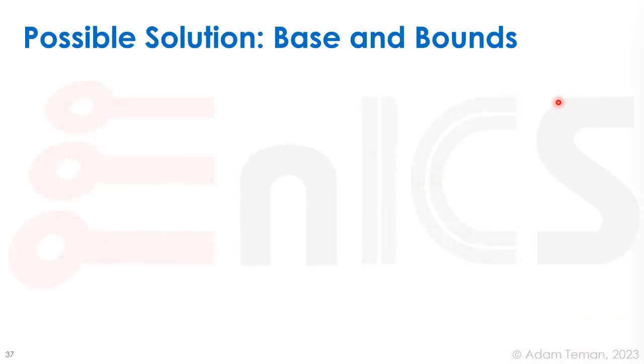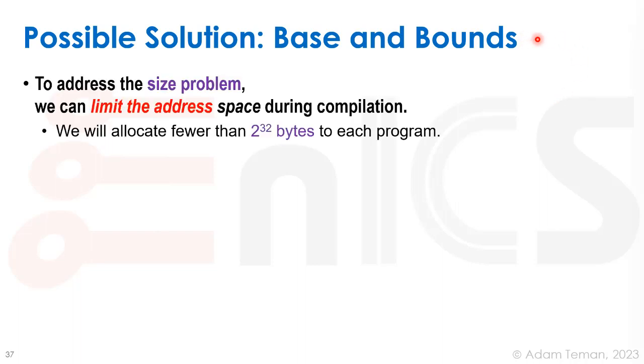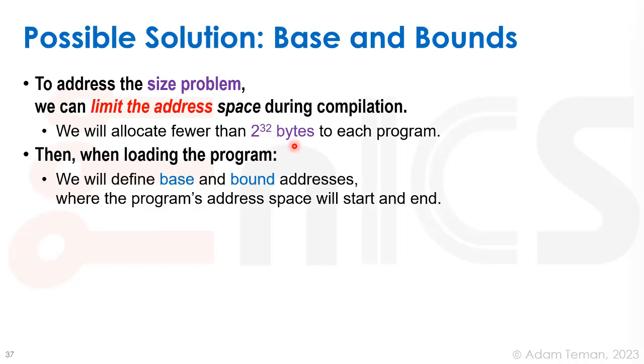A possible solution to these problems is what we call base and bounds. And really, this was an early way to deal with these types of processes and problems in old processors. So we can limit the address space during compilation, so we won't actually give the full 2 to the 32 bytes to each program. And then when we load the program, our operating system will define a base and a bound address where the program's address space will start and end.